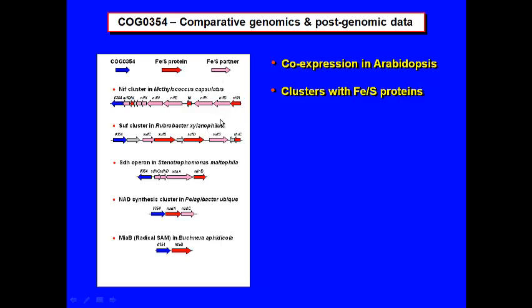As a typical example, just look at this one, an NAD synthesis cluster in Pelagibacter. There's our COG035-4. It's in an operon or an operonic structure with NADA, which is an NAD synthesis gene which has an iron sulfur cluster, and NADC, which is a partner of that. Even simpler cluster here, MIAB, in quite a few organisms, has a COG035-4 with it. This is a radical SAM enzyme, which means it has an iron sulfur cluster. And then much more elaborate clusterings.